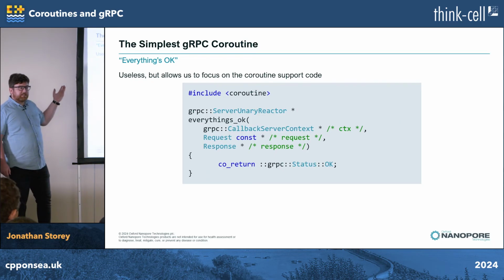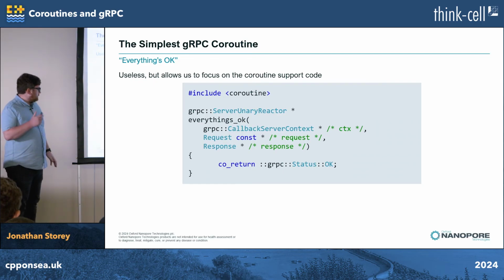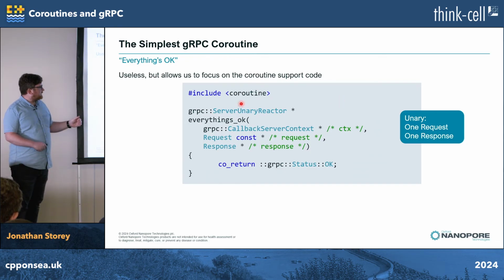It's useless, but it does allow us to focus on the support code because there's nothing else going on in here. We're writing a unary RPC because there's one request and there's one response, so we've got this unary reactor here, and we've got the request and response in the body already.